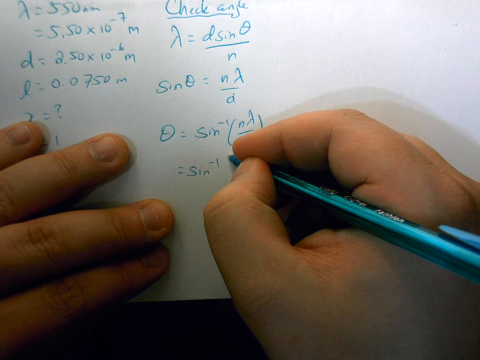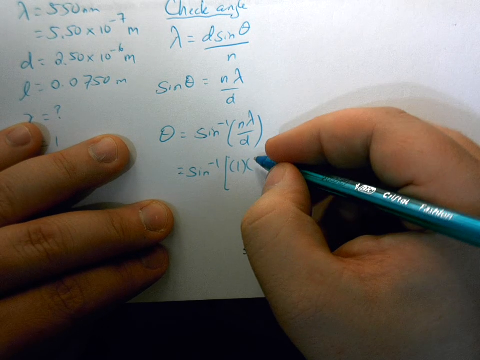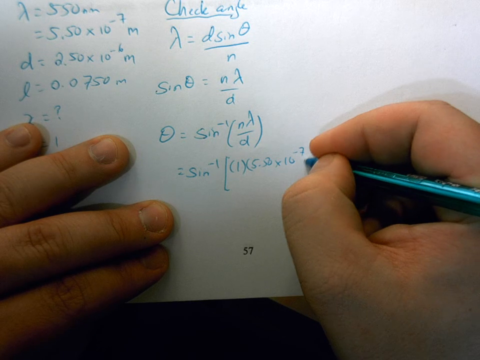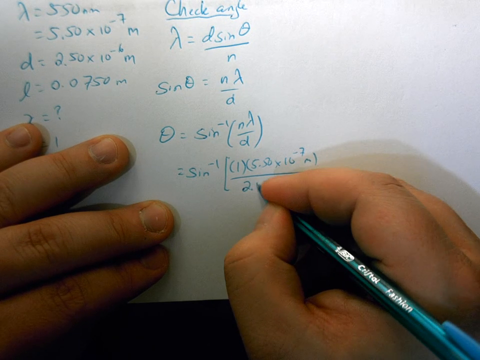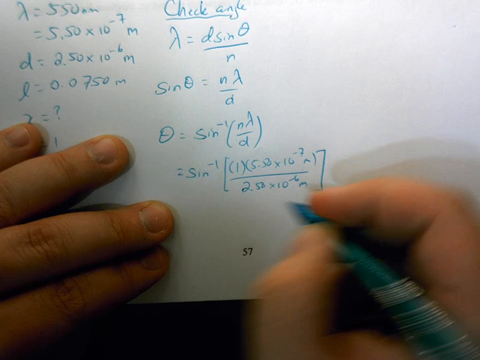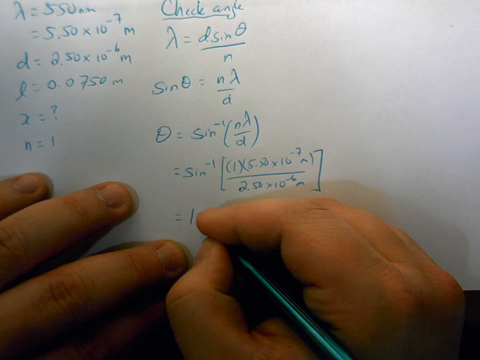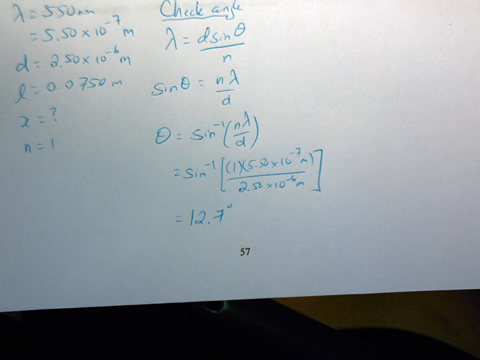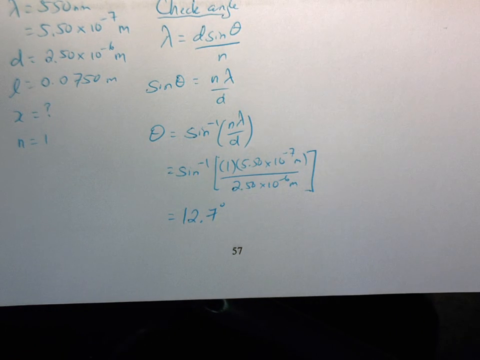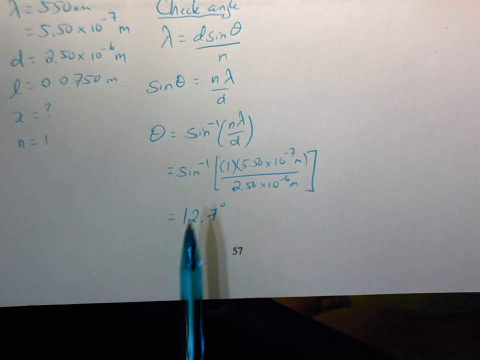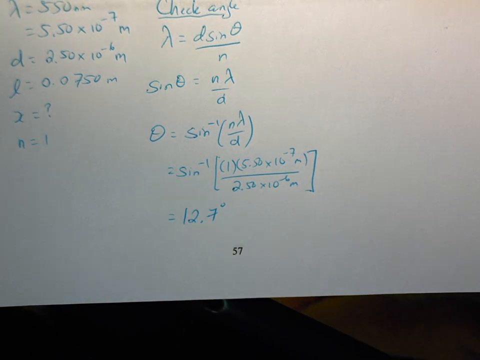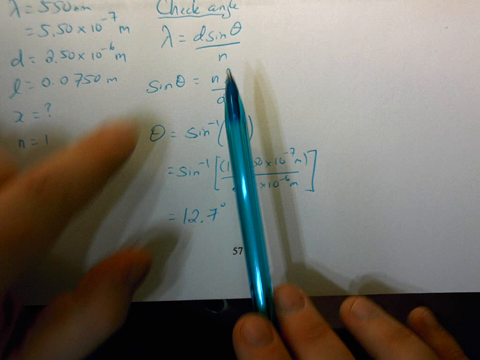So we get the inverse sine. We're looking at the first order fringe. We have our wavelength of 550 nanometers, and we have that distance between the slits of about 2.50 times 10 to the minus 6 meters. And we're going to get an angle of about 12.7 degrees. And this is why I've picked this example. If we just use lambda equals xd over nL, that assumes the angle is under 10 degrees. The angle is actually not under 10 degrees. It would be wrong of us to use that equation. So we can't use that. We have to use this formal method.